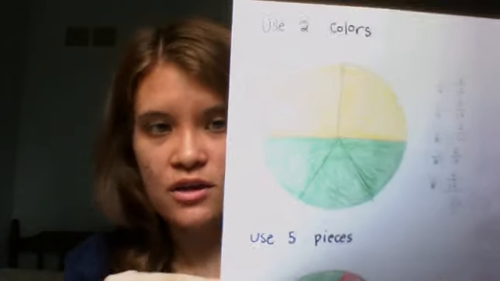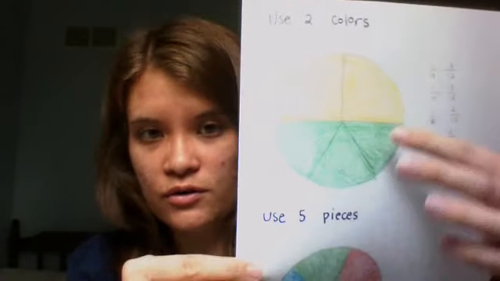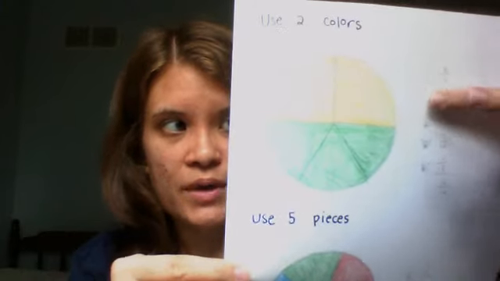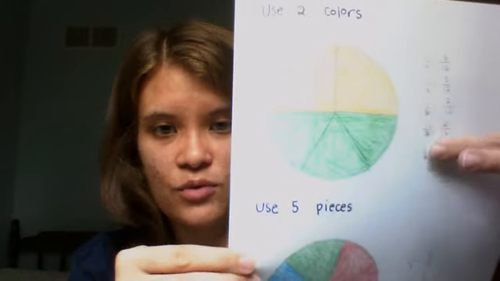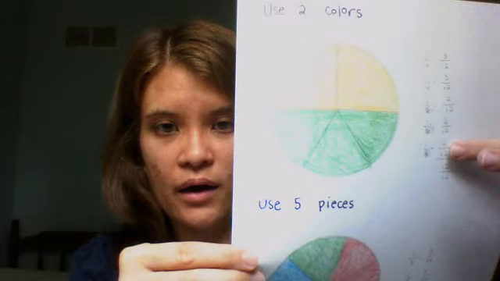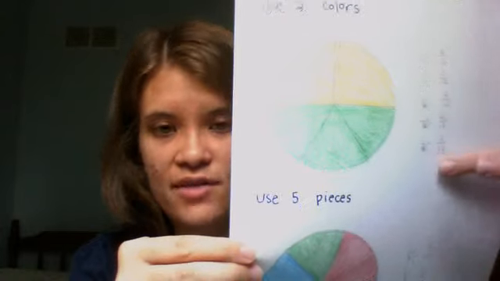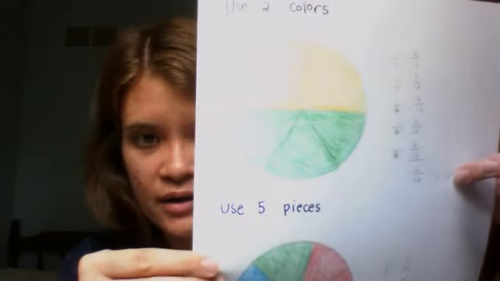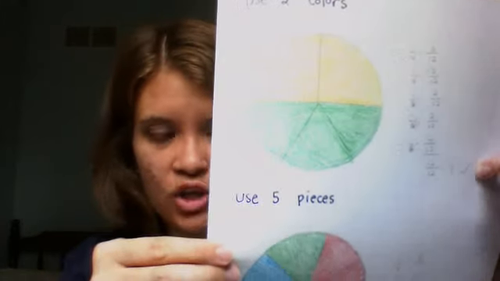So for this first one, I wanted them to use 2 different colors. You can see I've used a gold and a green. I have 2 quarter pieces and 3 1/6 pieces. Lowest common denominator is 12. I convert all my fractions. I add everything up until it comes to 12 out of 12, which simplifies to 1. So that works out, so I've given myself a check mark.